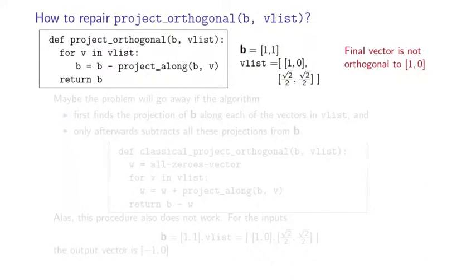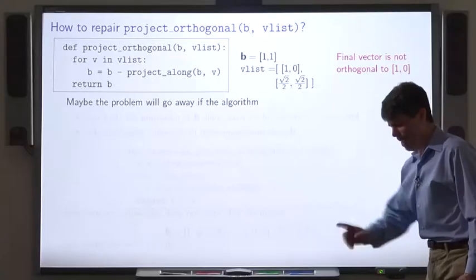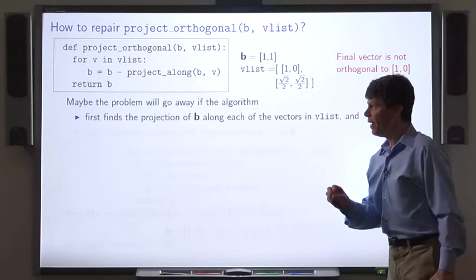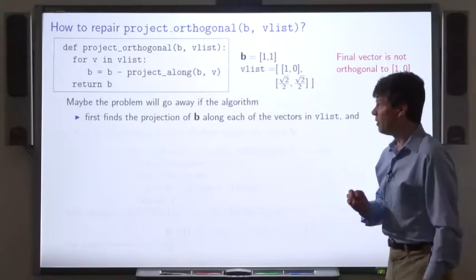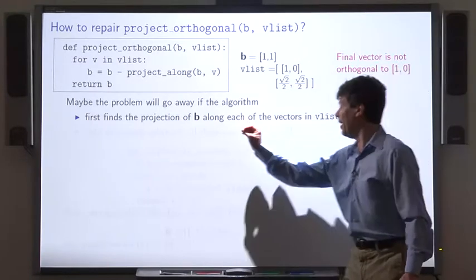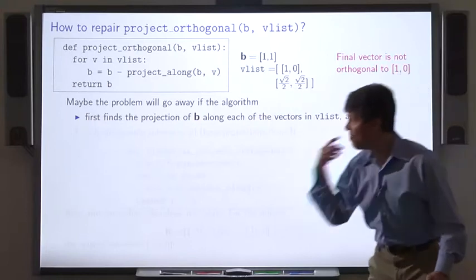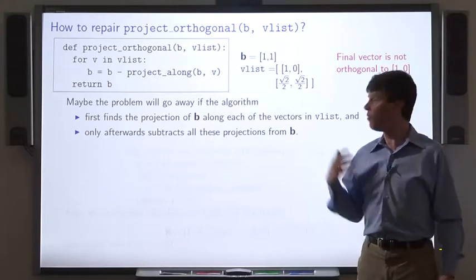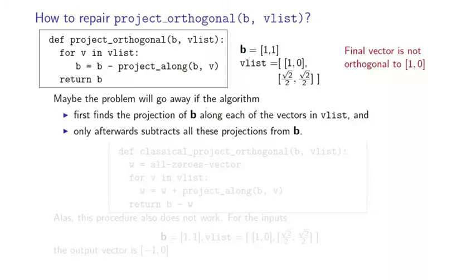So this algorithm, beautiful as it is, doesn't get us the right answer. Well, maybe there's a way to fix it. Maybe if we instead find the projection of B along each of the vectors in V list and then subtract off all those projections. Here's the algorithm.